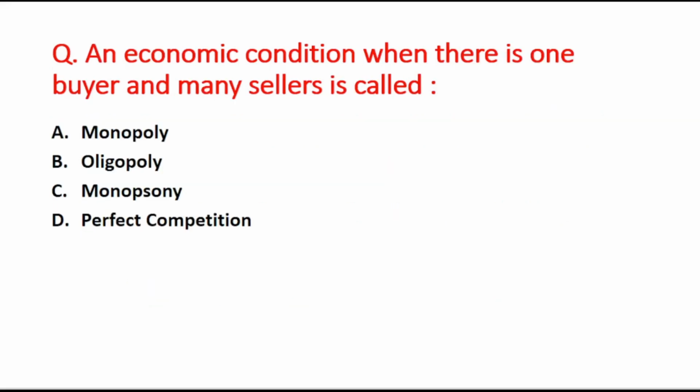Next question is, an economic condition when there is one buyer and many sellers is called. A option is monopoly, B option is oligopoly, C option is monopsony, and D option is perfect competition. The right answer is option C, that is monopsony.